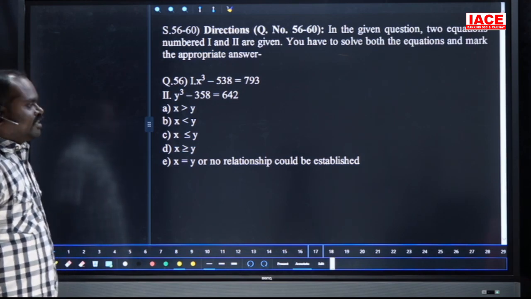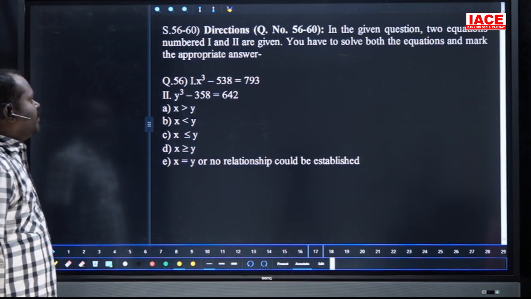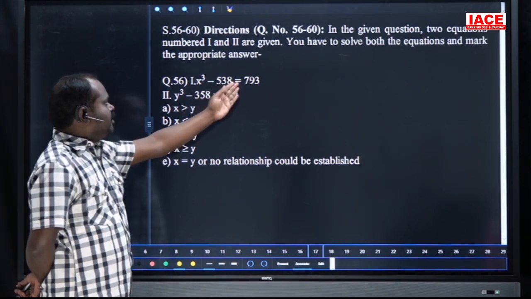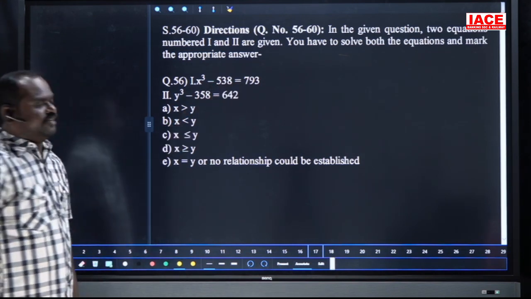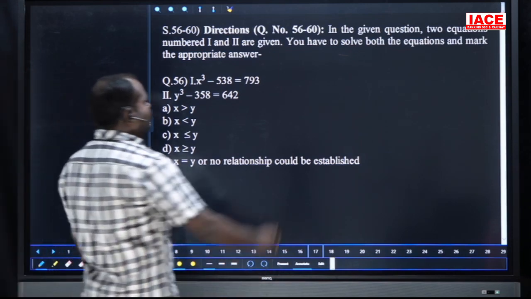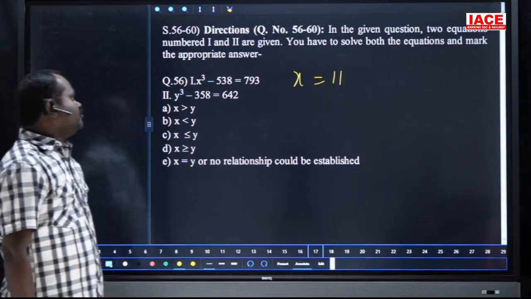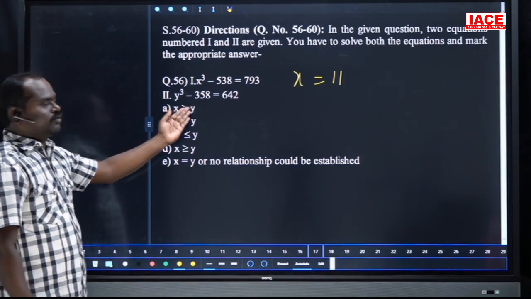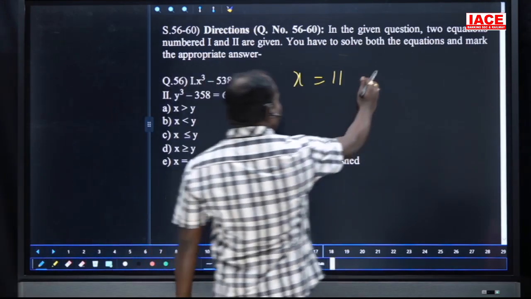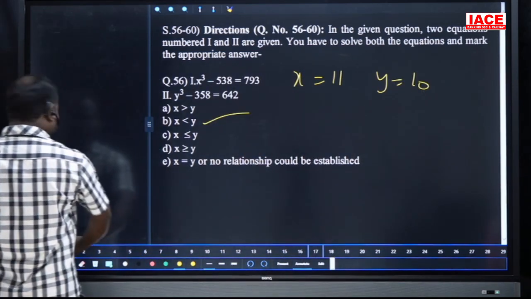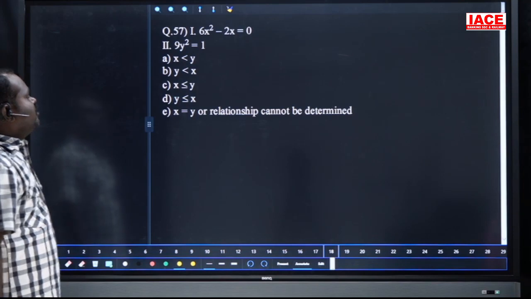Here, quadratic equations: x cube minus 538 becomes x plus 7 plus 5, 12, 1230, 1290, 1331. 1331 is nothing but 11 cube, so x equals 11. 358 becomes y plus already 642, 1000. That means the y value is 10, so x is less than y.